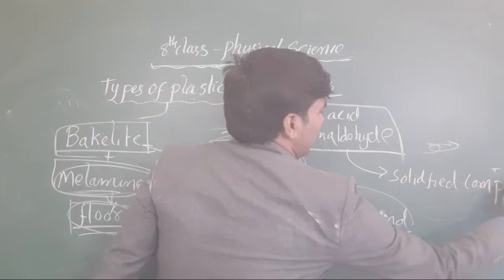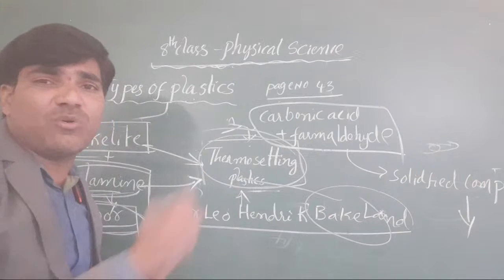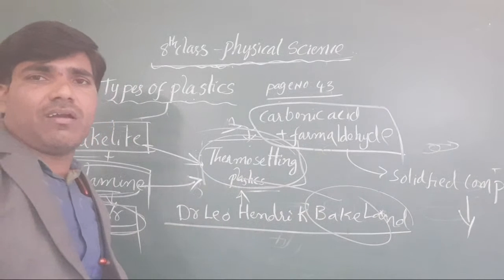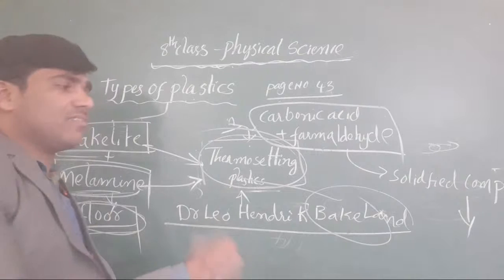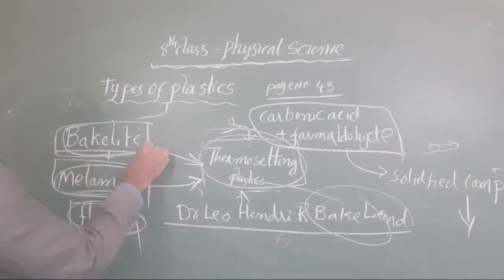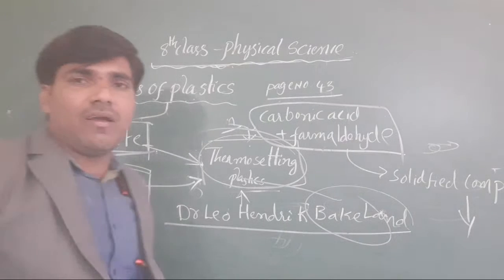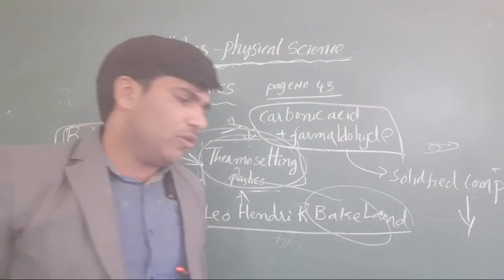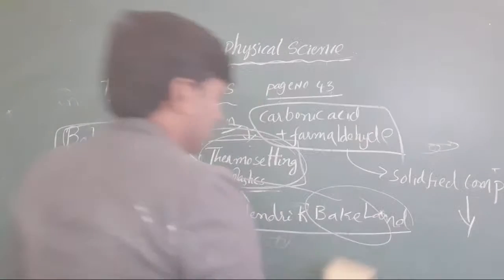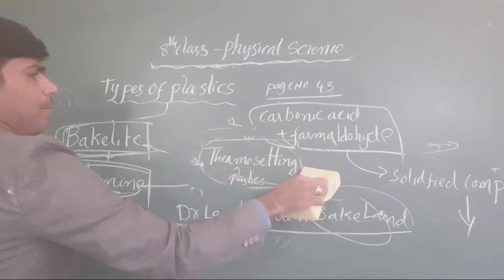That compound is actually called Bakelite. It is not ready to melt. Okay, clear or not, all of you? That substance is introduced as Bakelite. Clear or not, all the students? This is only the history of Bakelite now. Got it? Here you know very well, this is only about the thermosetting plastic.